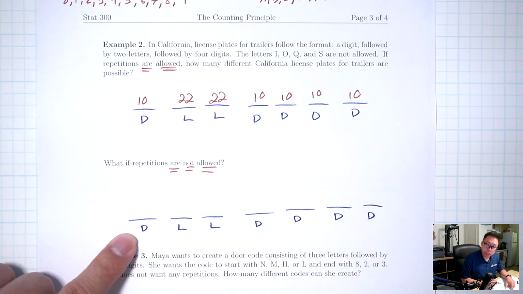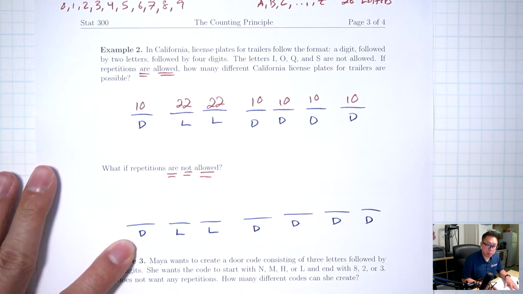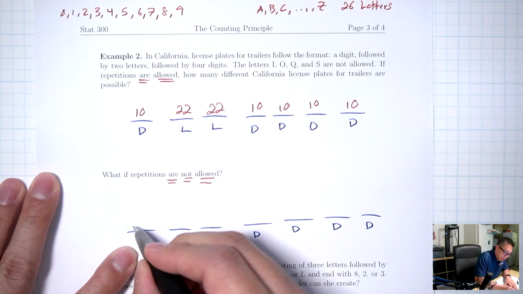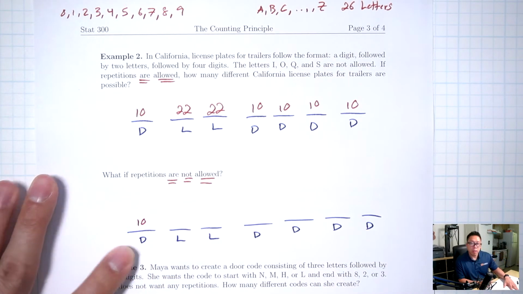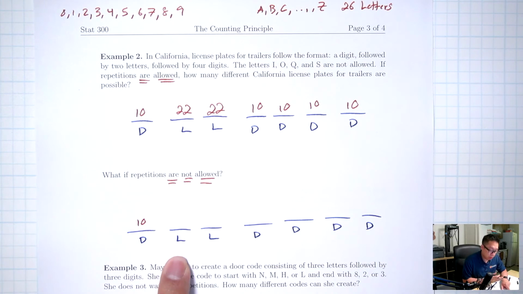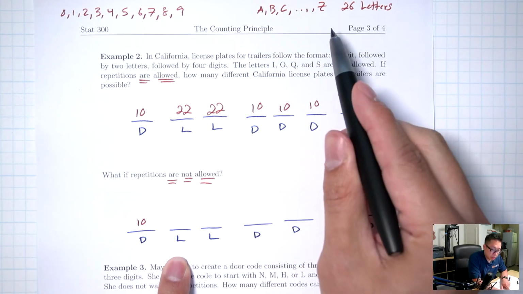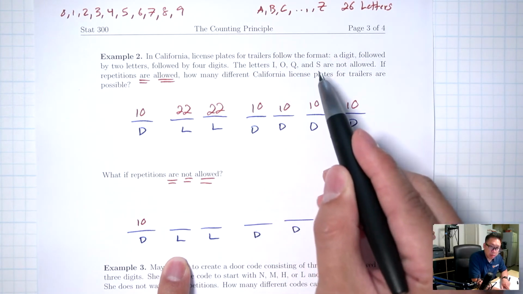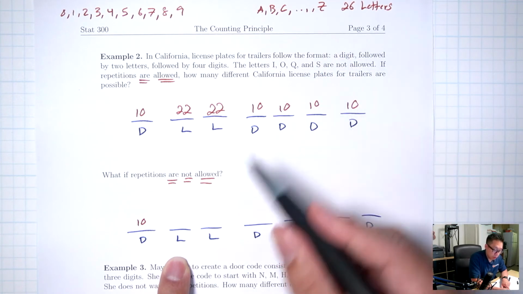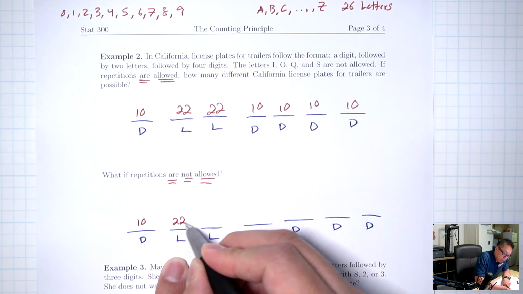Okay. Digit, 0 through 9. How many options do we have? 10. Same as before. Letter, this is the first time we're doing letter. Letter, A through Z. But you remove I, O, Q, and S. So 26 minus these four, that's 22 options.